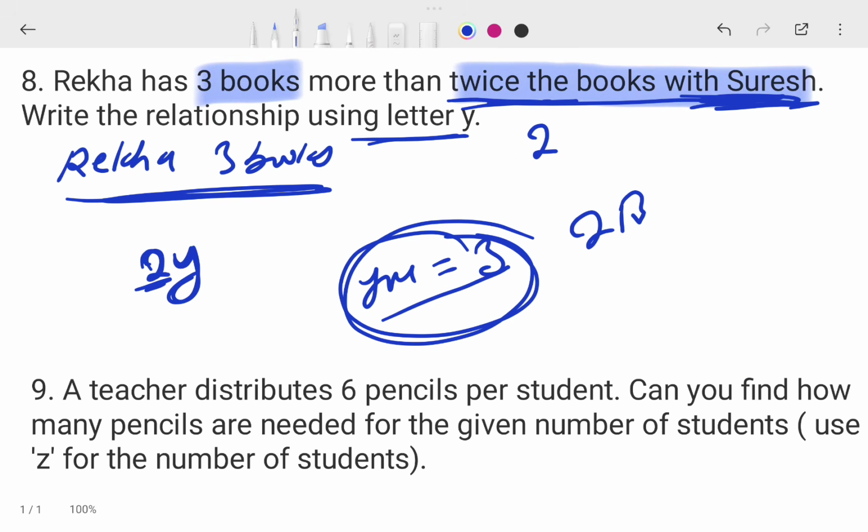Now next, Rekha has how many? 3 books. So we have to add this one. So you write 3 books Rekha has. So Rekha has 3 books more than twice Suresh's. Write the relationship using the letter y. Rekha has 3 books and twice the books of Suresh is 2y. Okay, na? 2y means twice the books of Suresh, but how many books there are, we don't know, so we put y. Then Rekha has 3 books, so we add. So generally this is our answer. Okay, 8th one is clear, right?